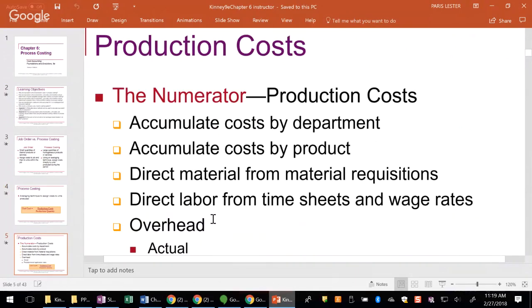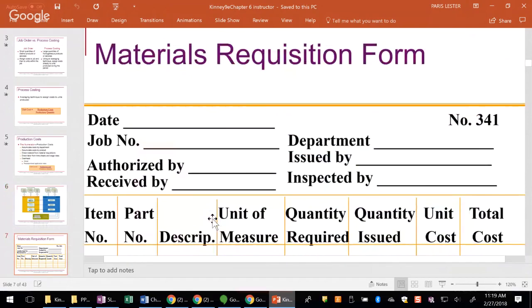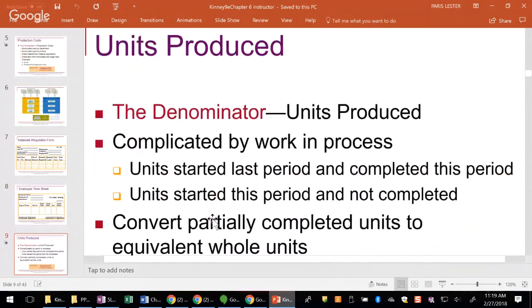We mentioned that the numerator was all your production cost, and then you divide that by equivalent units. So I want to look through these fast again. Showed you a materials requisition form and a timesheet. Units produced is the denominator, which is the equivalent units. And from the beginning of time, I've been preaching this. A company cannot put a unit cost on if they don't know the equivalent units. It depends what method you're using, but you've got to convert them to equivalent whole units, and that's what we've been doing.